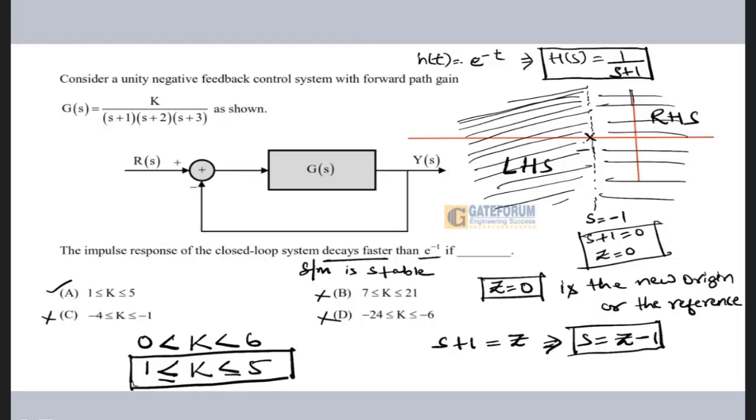So by using this particular range of k, the closed loop system would be stable with respect to the s equal to -1 plane, or z equal to 0 plane. Then only all the closed loop poles will be lying far away from this -1 axis, and the real part of the closed loop poles would be more negative with respect to the s equal to -1 plane.